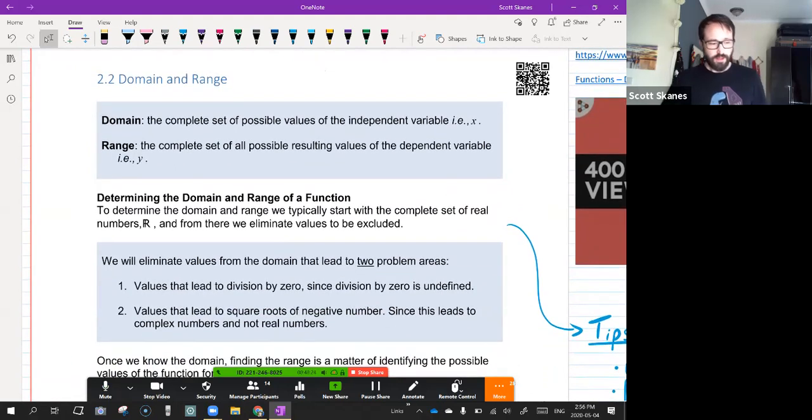Okay? Can I just get a show of virtual hands in the chat or on the participants list? Who is already familiar with domain and range?